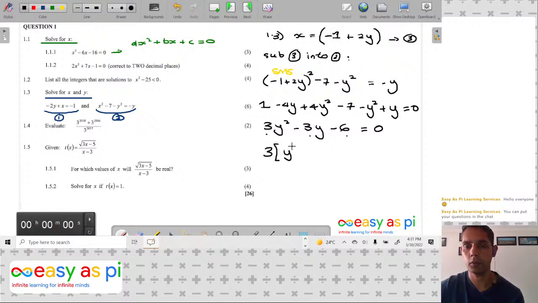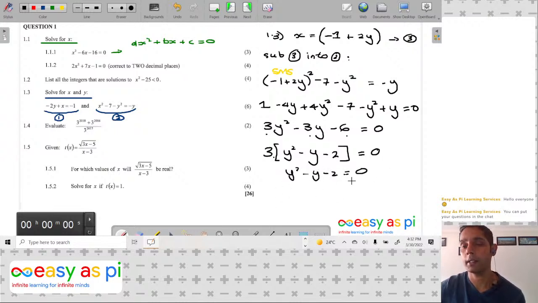That becomes y squared minus y minus 2 is equal to 0. Now, of course, I can get rid of this 3 by dividing both sides by 3, because 3 divided by 3 is 1, and 0 divided by 3 is just 0. I then get y squared minus y minus 2 is equal to 0.